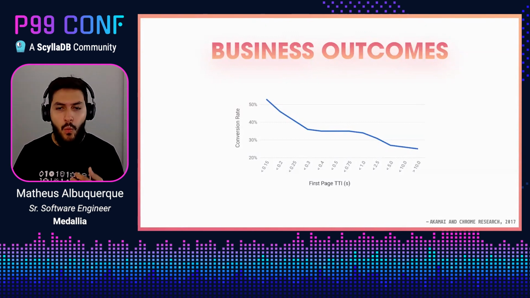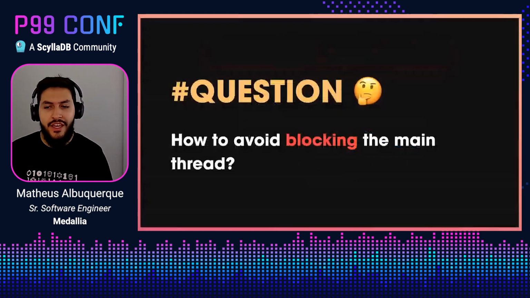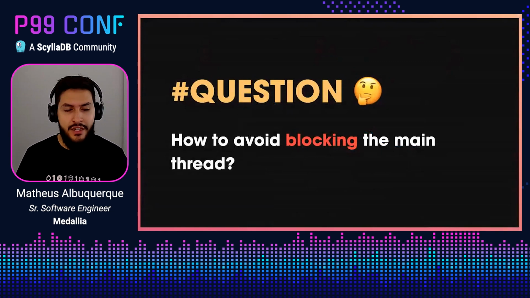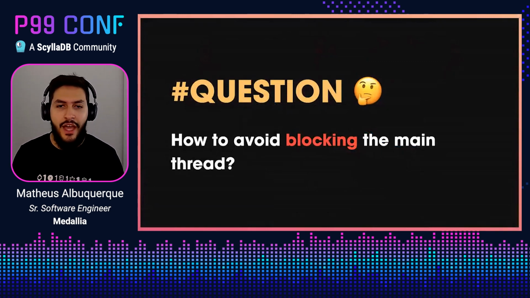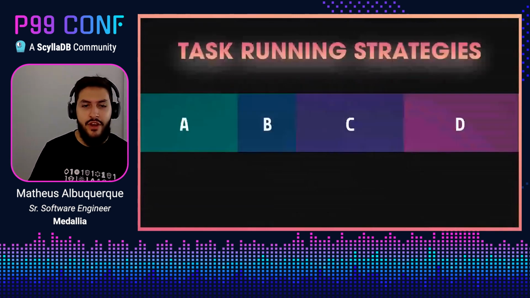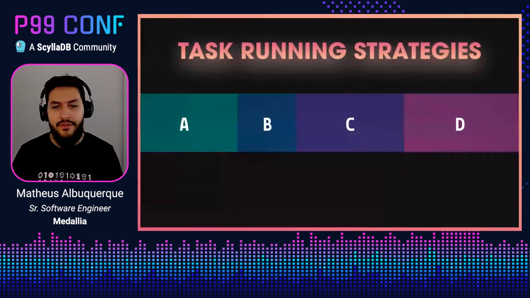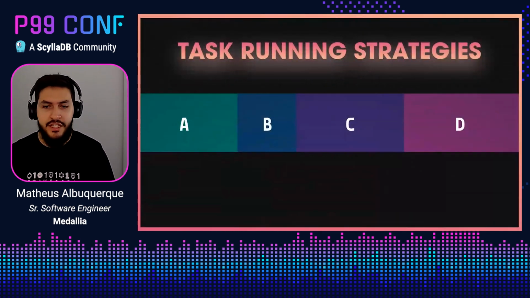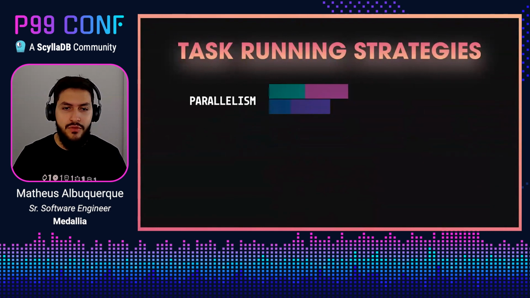So we want to discuss here how we can avoid blocking the main thread in the first place. And to do that, we have to discuss task running strategies. So let's say we have these 4 tasks, A, B, C, and D, and we want to run them.